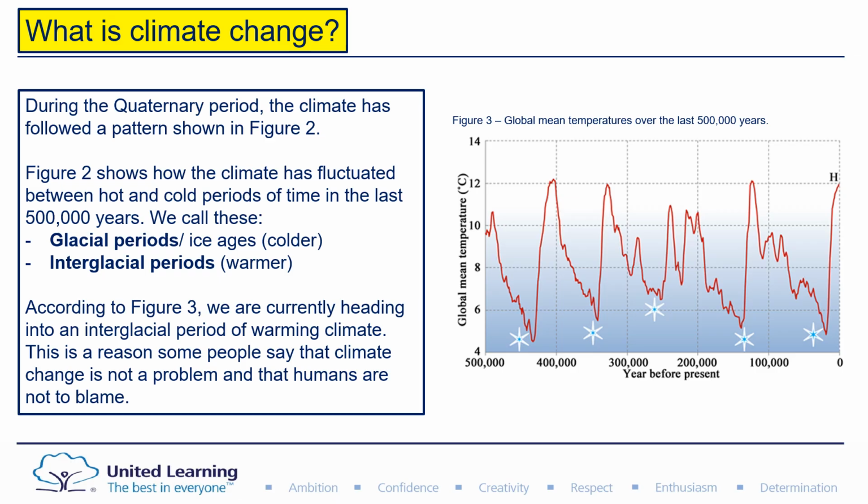And what we can see around 420,000 years ago, it was a glacial period. Temperatures were down here around 5 degrees global mean temperature, whereas around 120,000 years ago it was an interglacial period and the global mean temperature was 12 degrees. So we can see that this climate change, these long changes in Earth's temperature, have fluctuated throughout history.